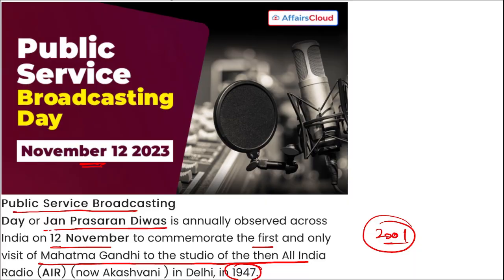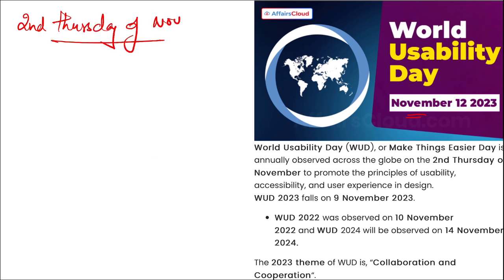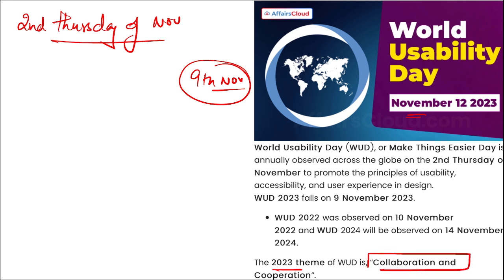Correct? Next is World Usability Day. We observe this day on 12th of November, and basically remember this day is observed on second Thursday of November month. Right? This day is observed on second Thursday of November month to promote usability, accessibility, and user experience in design. This World Usability Day falls this year in 2023 on 9th of November. Correct? Because this was the second Thursday. In 2022, it was 10th of November, and in 2024, it will be 14th of November. Then there is a theme that you need to remember. Collaboration and cooperation is the theme of World Usability Day.